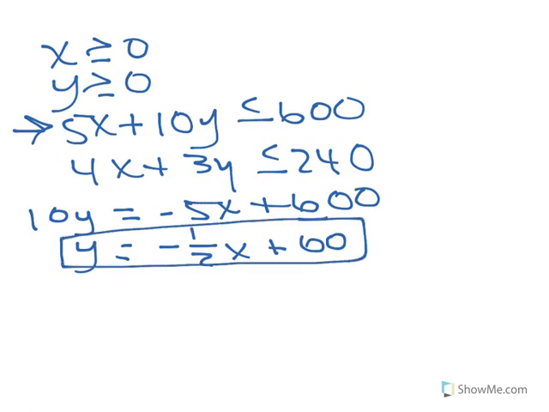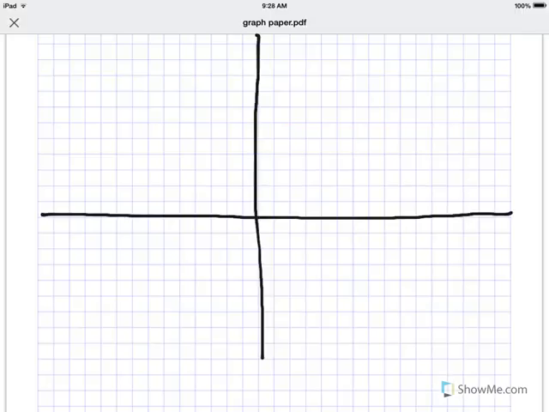Now let's go to a piece of graph paper and graph that equation. When I graph this one, I'm probably going to go by 20s since I have to graph the y-intercept first. Remember, this is what we're graphing.